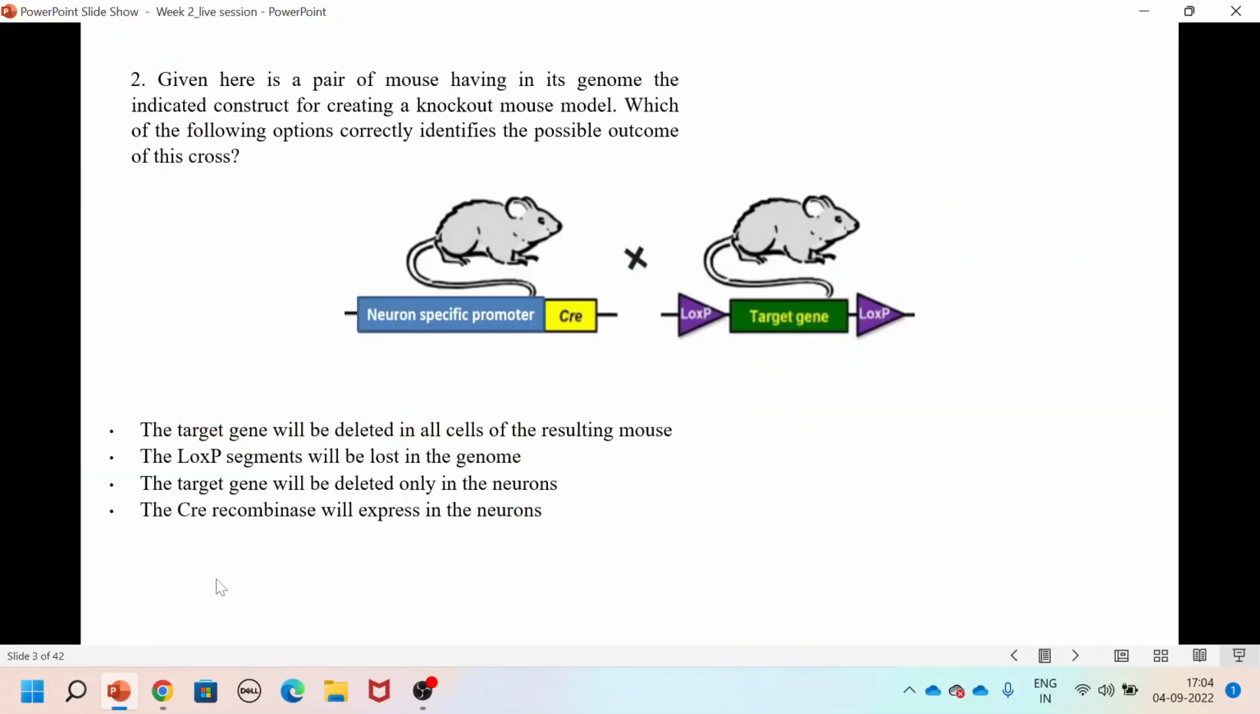The next question is, given here is a pair of mouse having in its genome the indicated constructs for creating a knockout mouse model. Which of the following options correctly identifies the possible outcome of this cross? This is a Cre-loxP system, and what will be the possible outcome if we cross these two mice? The first option is the target gene will be deleted in all the cells of the resulting mouse. The second option is the loxP segments will be lost in the genome. Third option is the target gene will be deleted only in the neurons. And the fourth option is the Cre recombinase will express in the neurons.